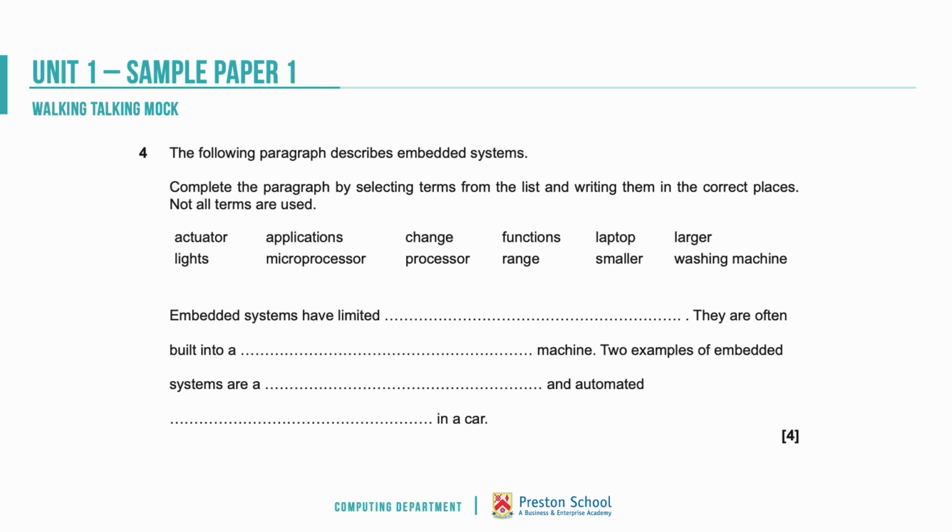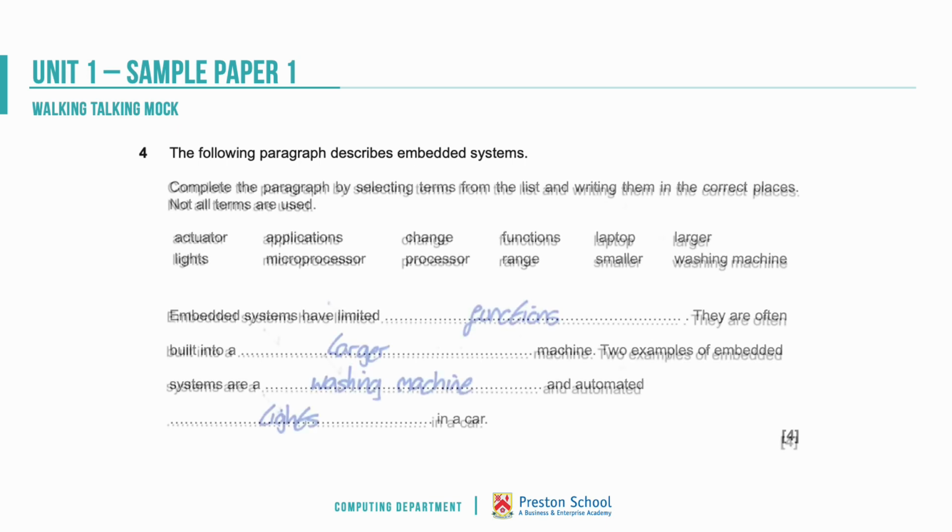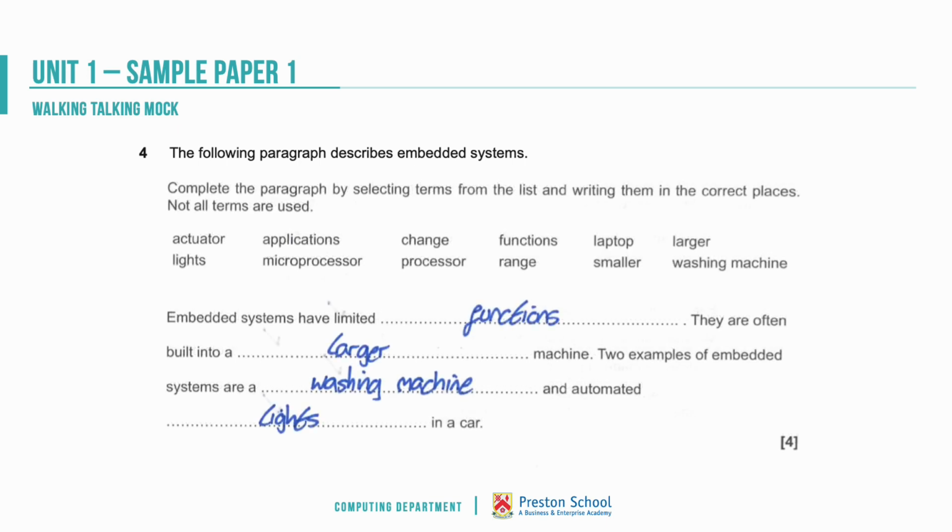It's all about embedded systems. Embedded systems have limited something. They're often built into a something machine, and then it asks for 2 examples. They have limited functions. They're built into larger machines. Examples are washing machines and automated lights in a car.